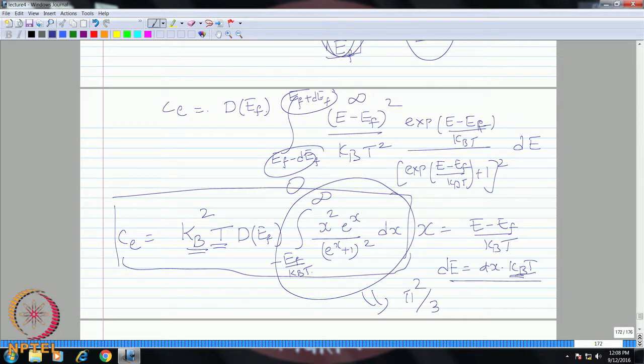Is that okay? What was your question? That was your question, right? We were actually looking at EF minus dEF. That value in the dummy variable, I didn't get that value. That's why I asked. Oh yeah, so that is at E equal to 0. At E equal to 0, x equals minus EF by kBT, and at E equal to infinity, it is infinity. Okay. All right. So, we will stop here.